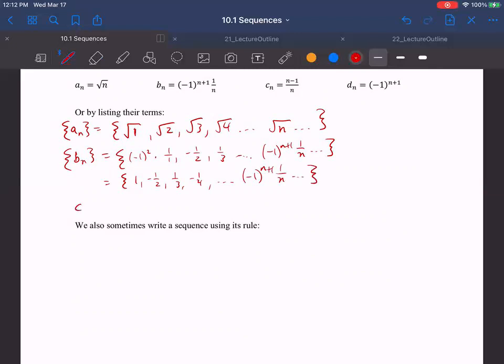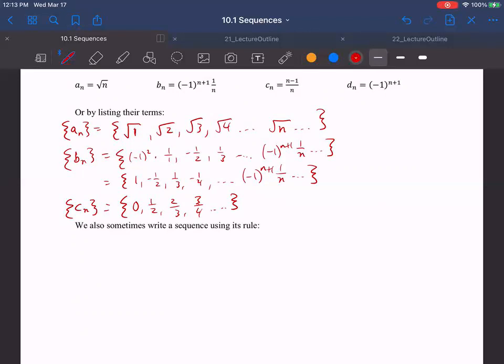And C sub n. I'll do one more here. n minus 1 over n. So that's 1 minus 1, that's a 0 on the top. So 0. And then 2 minus 1 over 2, right? 1/2, 2/3, 3/4, and so on and so forth. Okay. So these are our sequences.